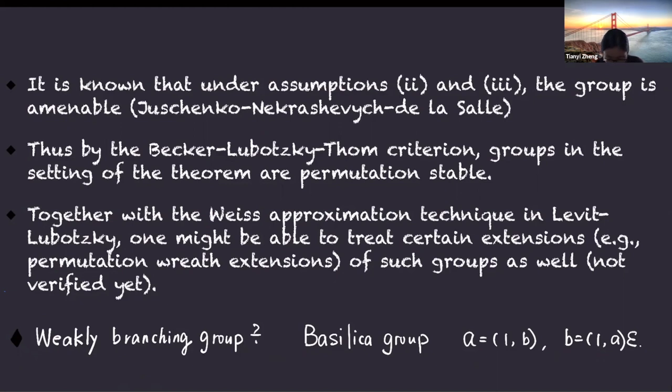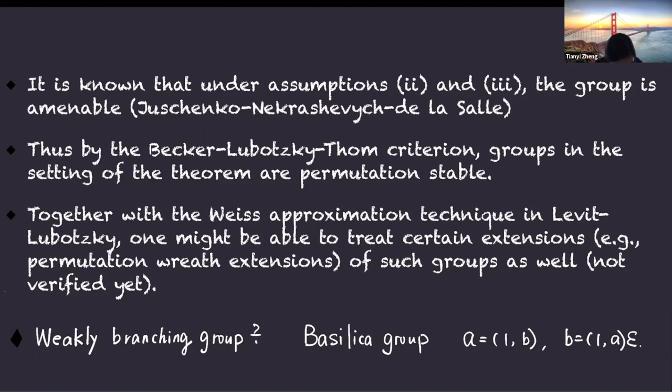And last week there was some discussion about what the situation is in this case. There are examples of, say, intermediate growth groups that are obtained by taking permutational extensions. It's reasonable to think that together with the Weiss approximation technique that we learned from the work of Levit and Lubotzky, the mechanism that works for the group and the Weiss approximation together can be used to treat certain extensions that are known, that people have studied before.